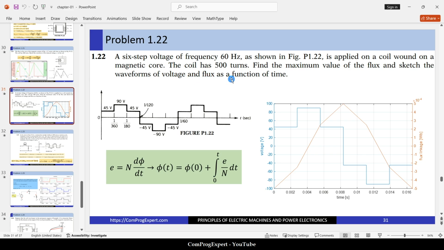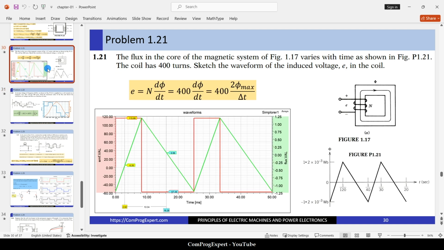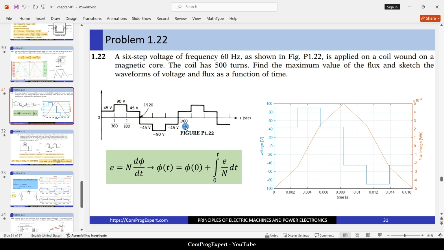So here, the waveform of the voltage is given. A six-step voltage of frequency 60 hertz. This waveform is given, and we should calculate the flux. In the earlier problem, the flux was known and we calculated the EMF. Here we have the EMF and we need to calculate the flux, so we should use integration.